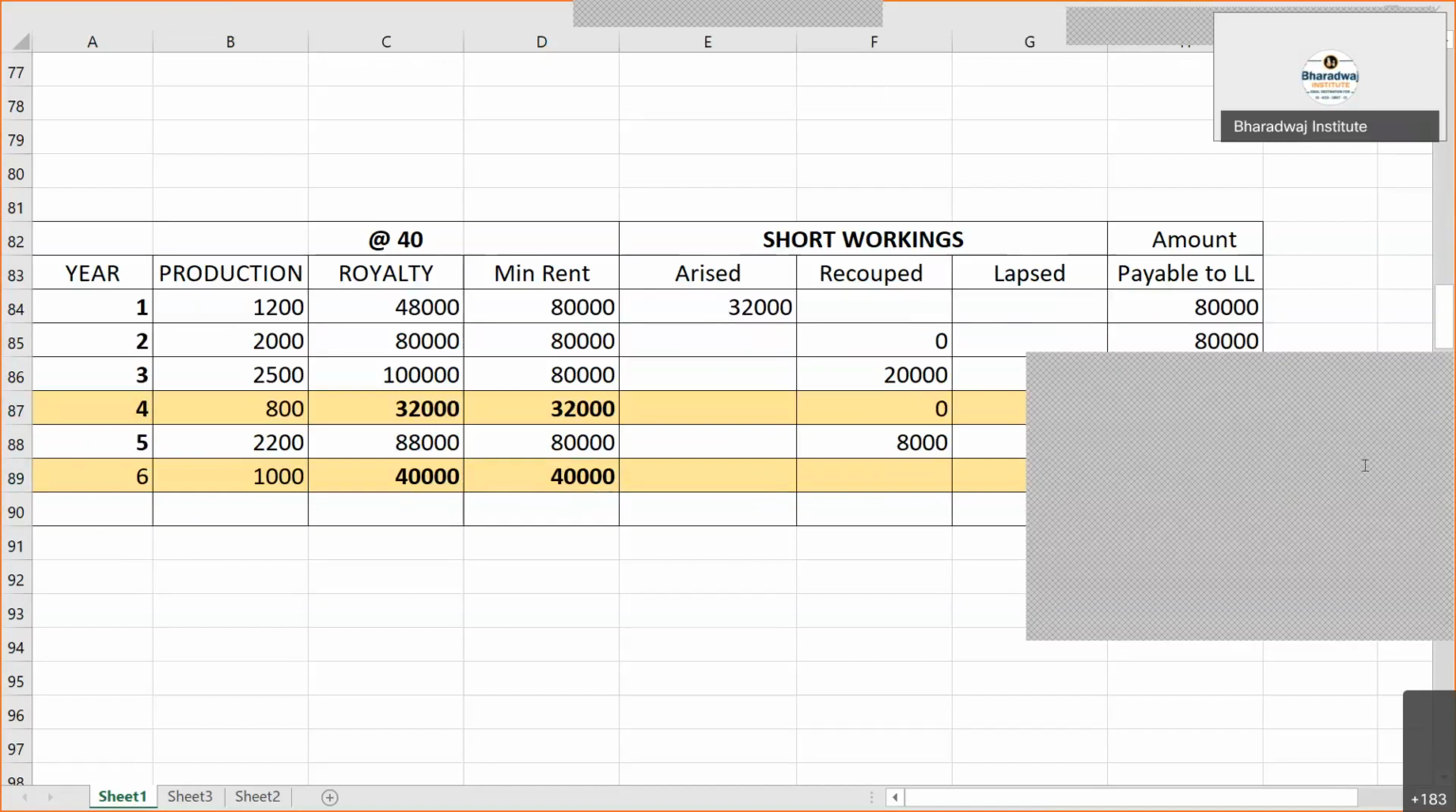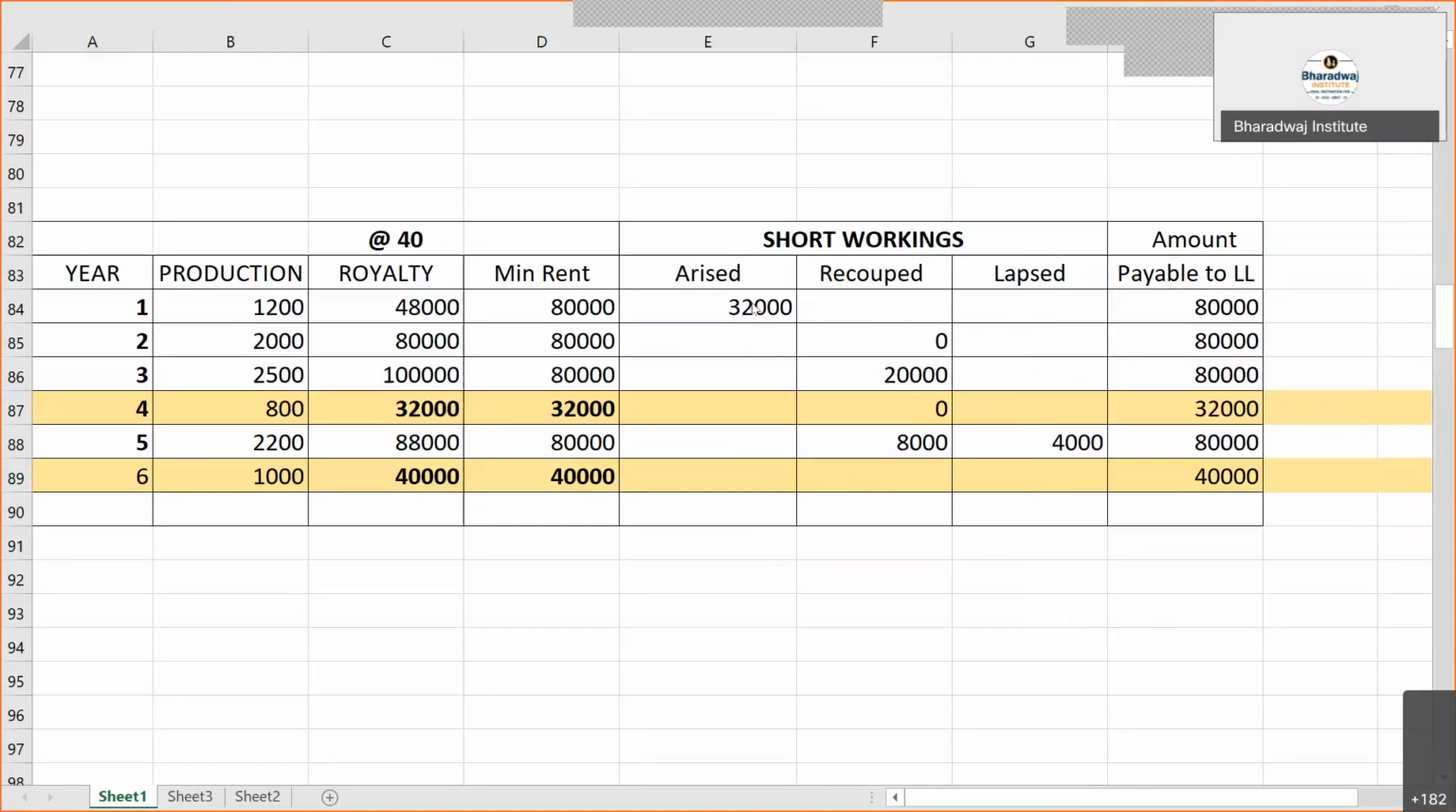Even after the recouped amount, what is remaining is considered as lapsed. Out of 32,000, 28,000 is recovered. The remaining 4,000 is taken as lapsed.